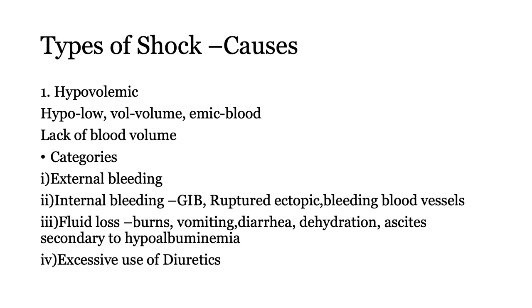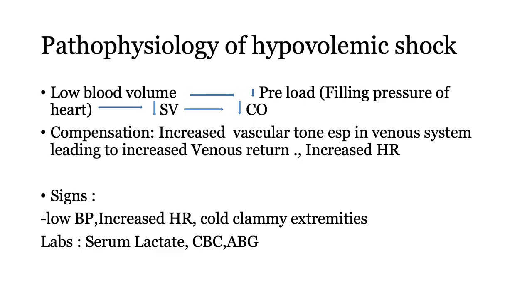So there are different categories under hypovolemic shock. We have external bleeding. There could be internal bleeding, which could be from GI bleeding or ruptured ectopic vessels, for example, from a ruptured aneurysm. Or there could be non-hemorrhagic fluid loss, like from burns, excessive vomiting, severe diarrhea, severe dehydration, and ascites secondary to hypoalbuminemia. Then the last category could be excessive use of diuretics as the cause of the hypovolemic shock.